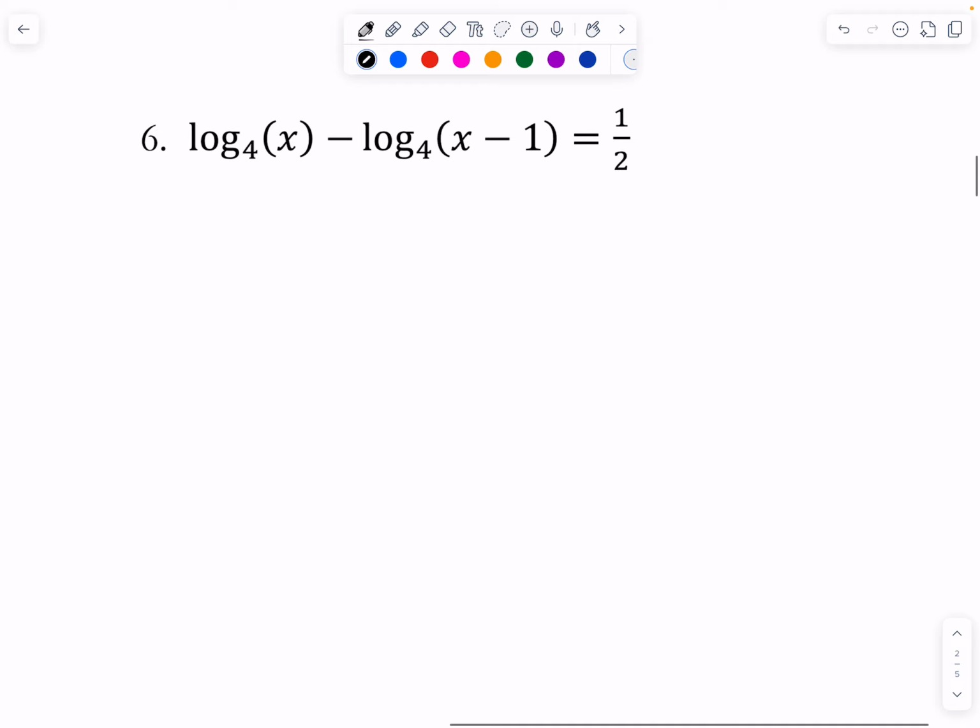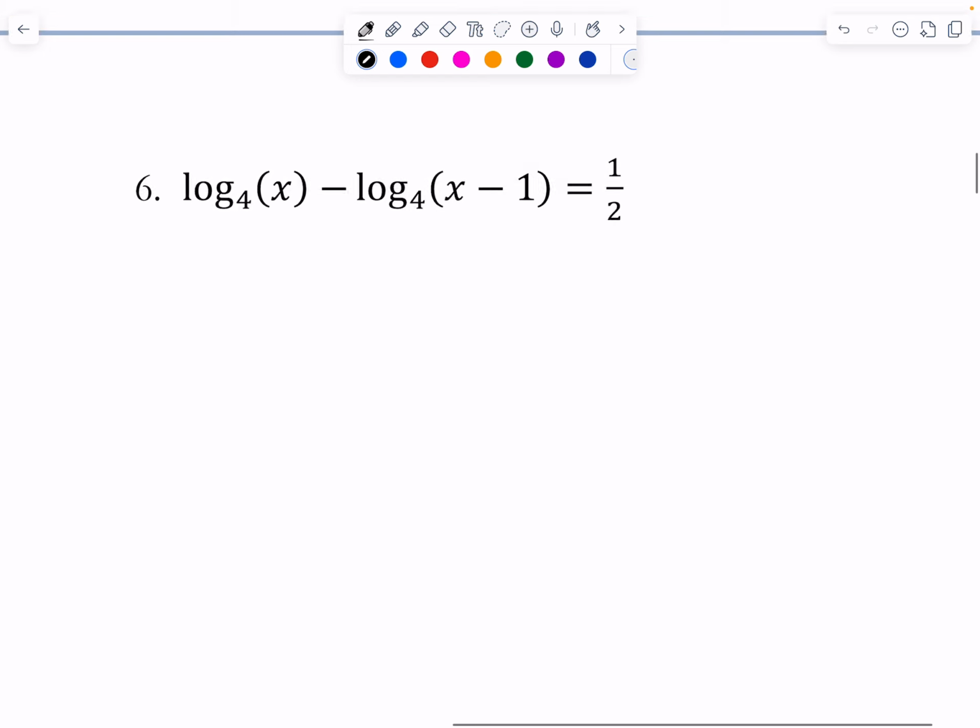All right, number 6, remember my goal here. I see 2 logs. I want 1 log on one side of the equation or 1 log on each side. I have not achieved either of those goals, but I see logs with the same base connected by subtraction. So one of my properties states that I can combine them and my arguments are divided. So x over x minus 1. Now I have achieved that goal.